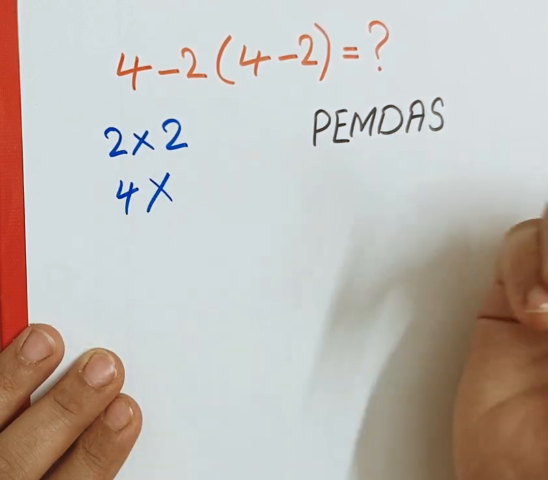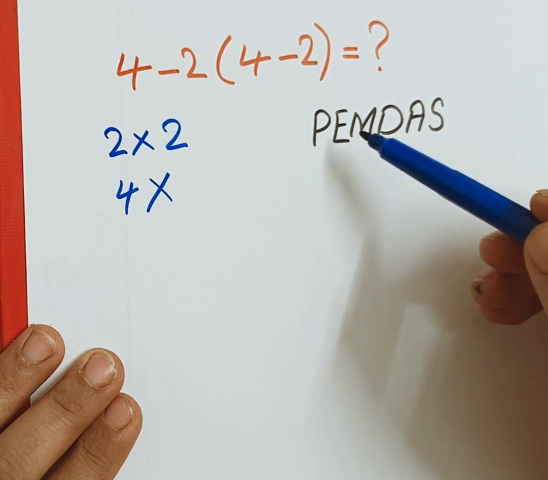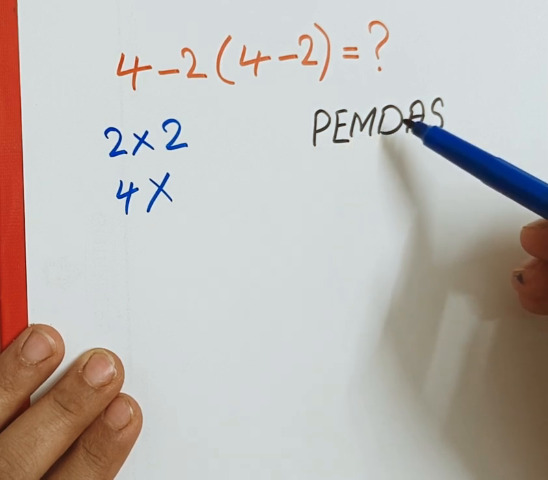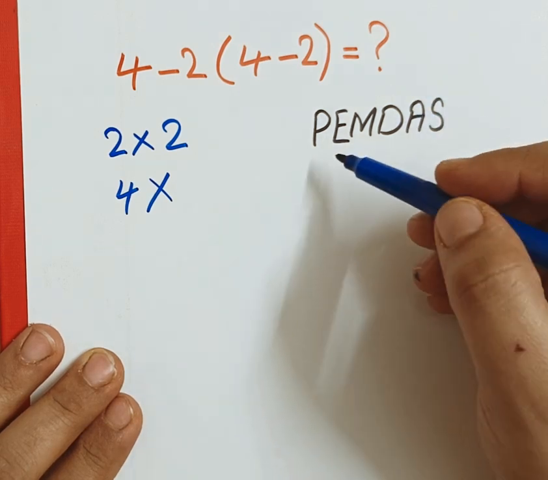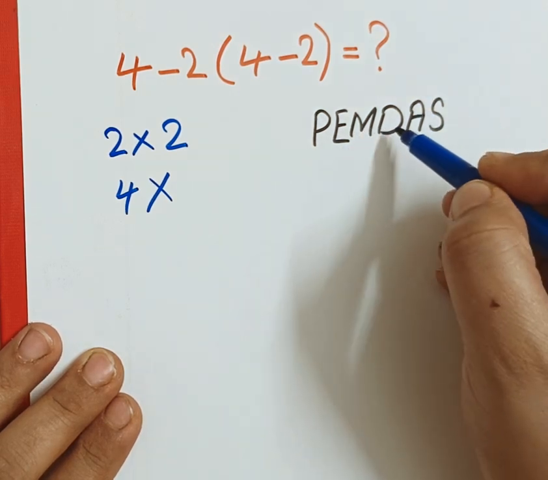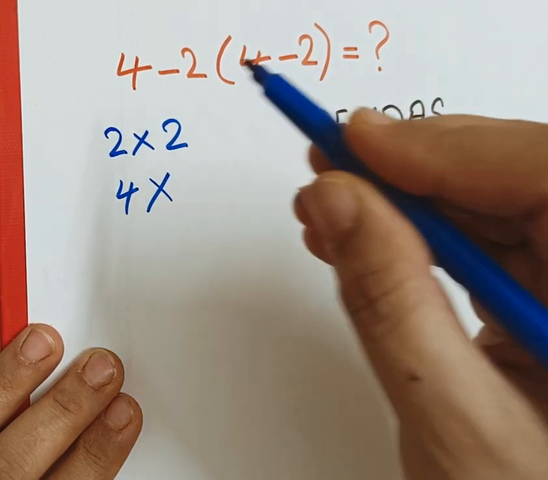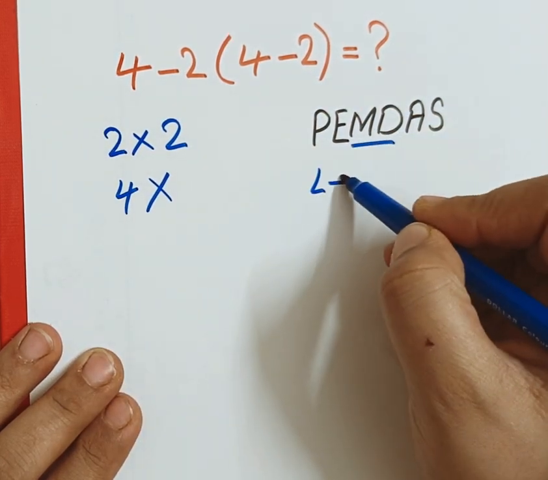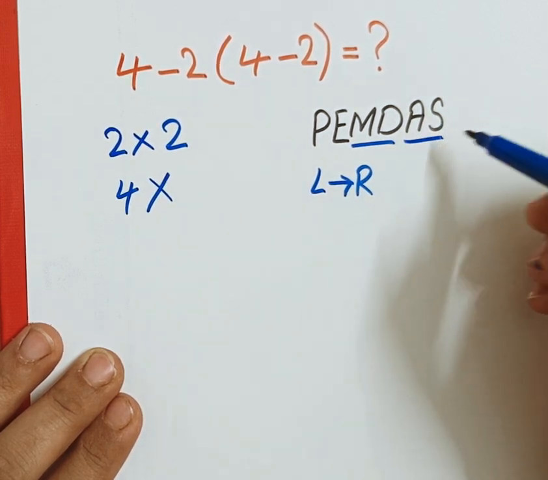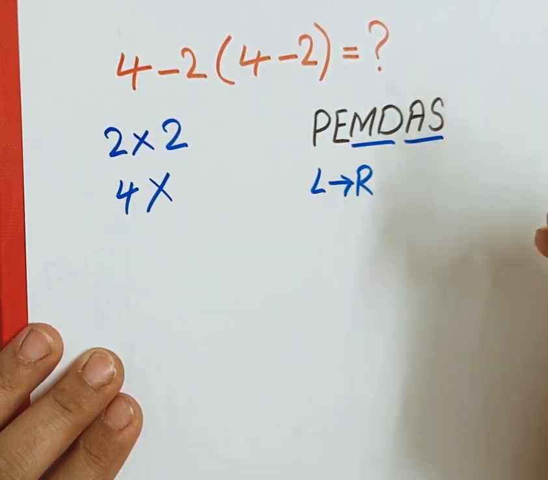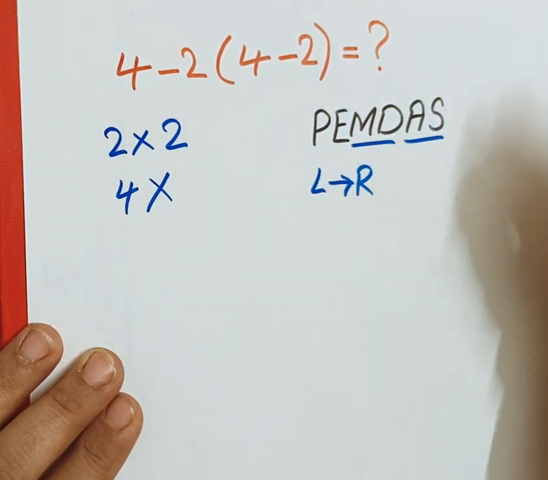But this answer is wrong, because as per PEMDAS, which stands for parentheses, exponents, multiplication, division, addition and subtraction, remember that multiplication and division are given equal priority, so whatever comes first from left to right you solve first. The same applies for addition and subtraction as well. They also have the same priority. Whatever comes first will be given the priority first.